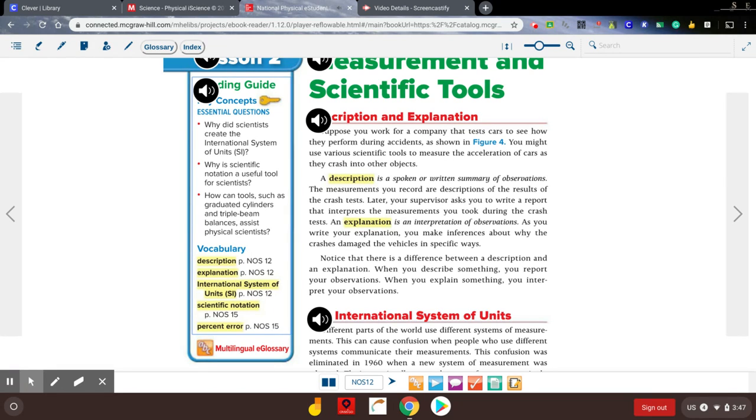Vocabulary. Description. Explanation. International System of Units, SI. Scientific notation. Percent error.